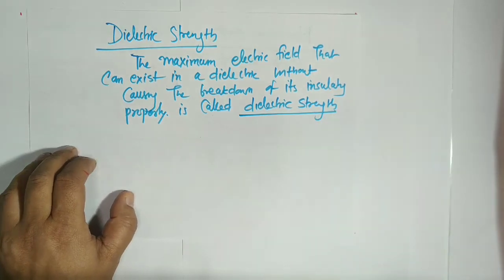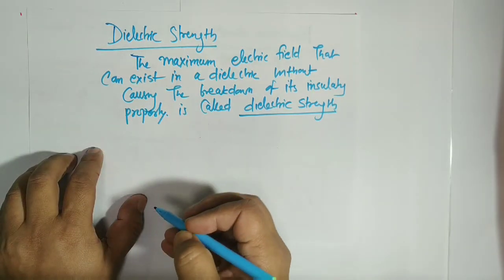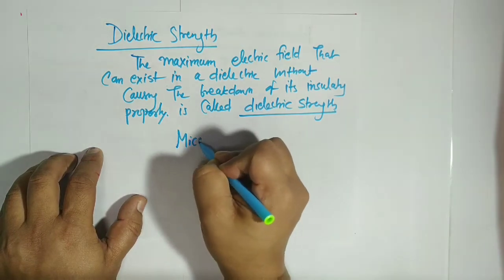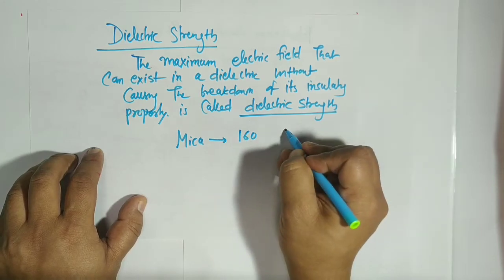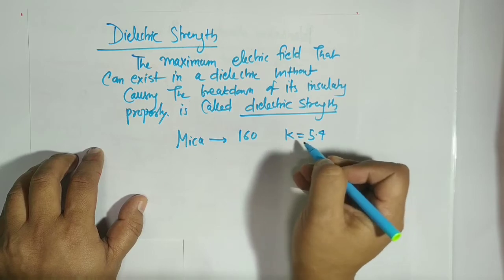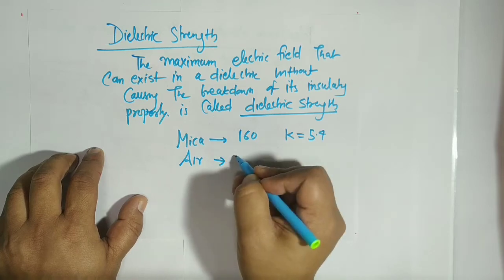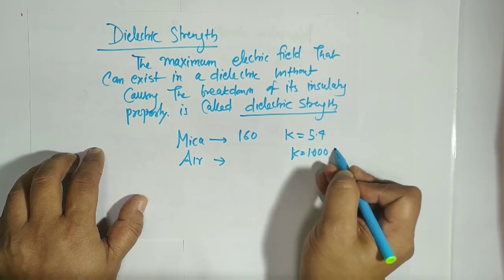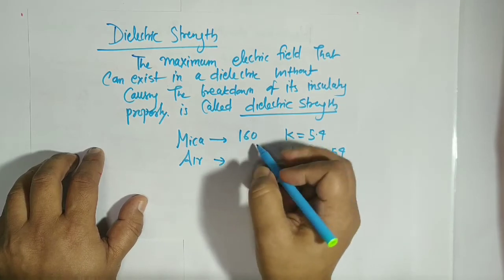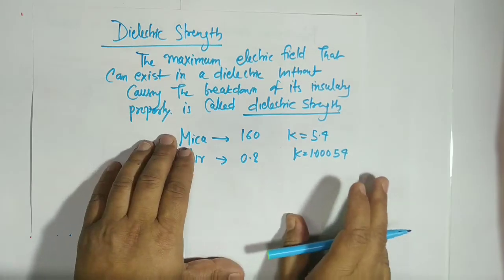So dielectric strength, susceptibility, and you know that every medium has a dielectric, like one of the mediums is mica. Mica has a dielectric strength of 160, and the dielectric constant for mica is 5.4. And for air, what is the dielectric constant? It is 1.000054, but we take 1, and here it is 0.8. So these are the three things: dielectric strength, susceptibility, and polarization density.